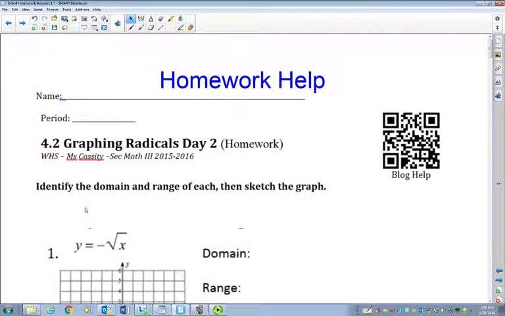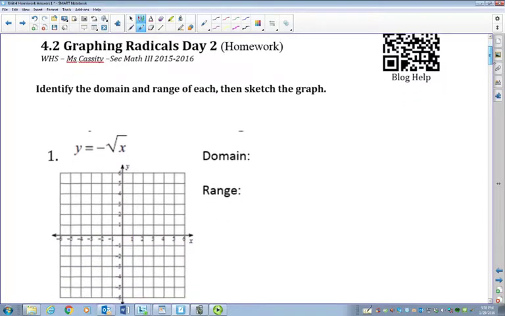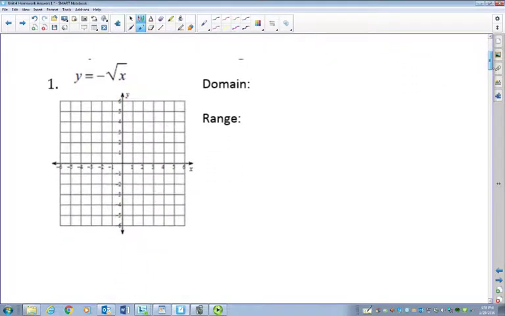All right, here we are with graphing radicals, day 2. And hopefully this assignment will go even faster than day 1 if you kind of got the idea of it. So graphing a radical. Always remember that the parent function is at 0, 0, 1, 1 and over 4 up 2.